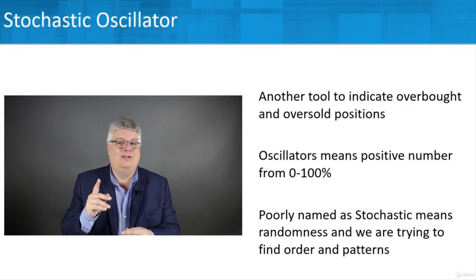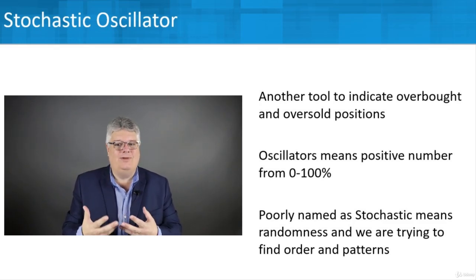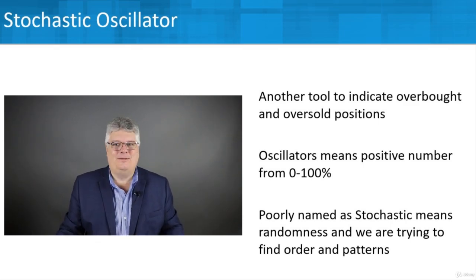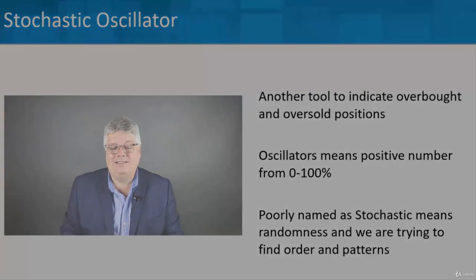Oh, by the way, too, it's actually kind of poorly named. Stochastic actually means randomness, and what we're trying to do is find order and patterns, right? And then it does help us with that. So I don't know why they chose that name, but it's not the perfect name for it. But it's a good momentum indicator. So let's take a look at the stochastic oscillator.